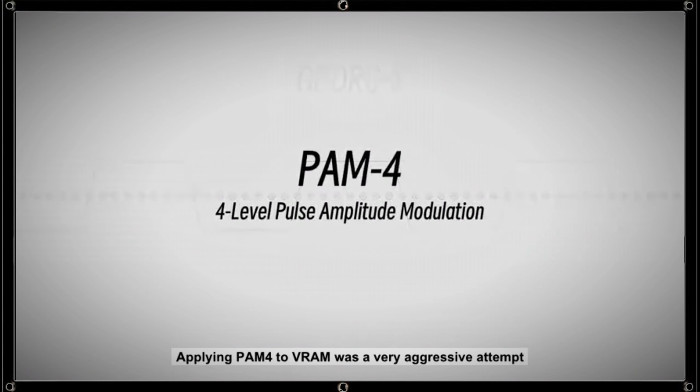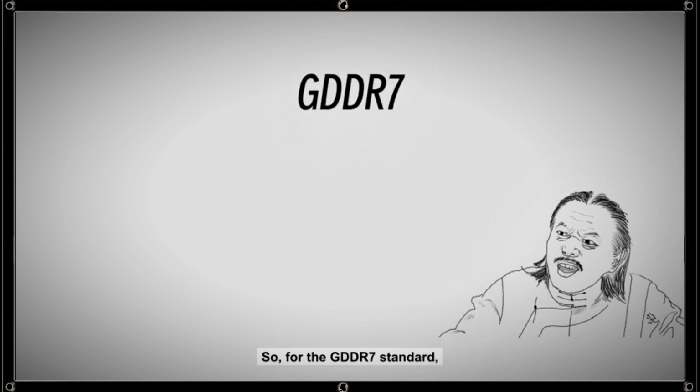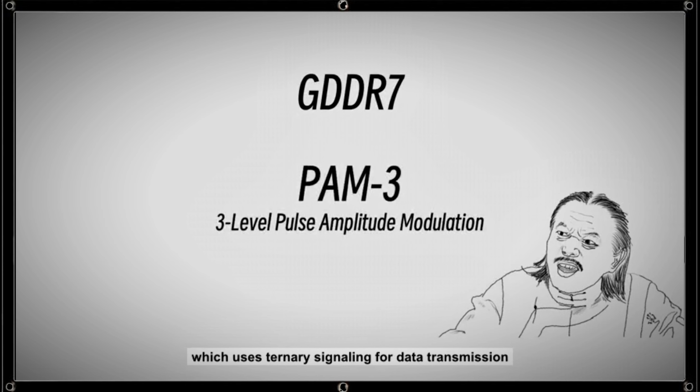Applying PAM4 to VRAM was a very aggressive attempt. Many also felt it might be a step too far. As the saying goes, if you take too big a step, snap, you might hurt yourself. So, for the GDDR7 standard, the more conservative PAM3 technology was adopted, which uses ternary signaling for data transmission.